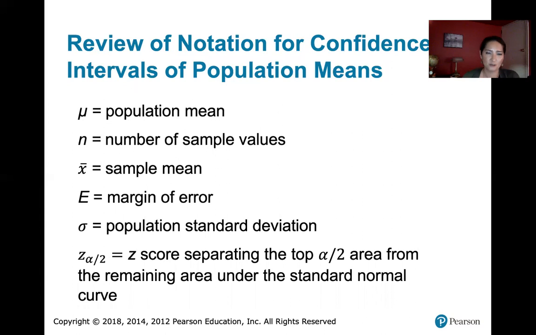And z sub alpha over 2 is the z-score separating the top alpha over 2 area from the remaining area under the standard normal curve. This is the z-score that's going to separate those values of the sample mean that are sort of typical from those that are significantly high. And when we say significantly high, we're using this alpha or this 1 minus alpha confidence level associated with that. So there's a lot more to that.